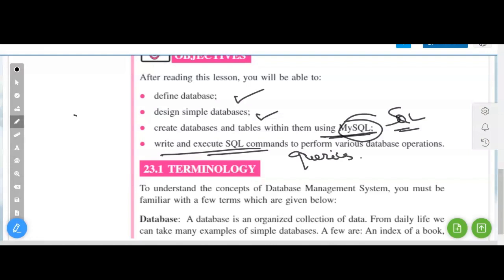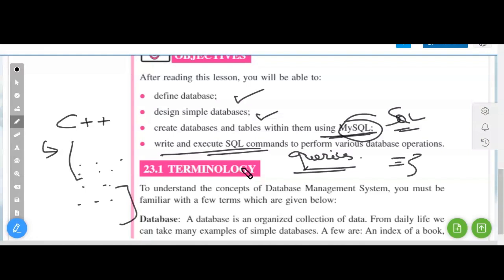Like in your C++ programs, you were writing some set of code, it was a program. In the same way, when you write some commands in the SQL language, we call them queries. They are not 10 lines of code, they are just 1 or 2 or 3 lines where you write a command and you get an output. It's completely different from the C++ language. It is nowhere similar, and these SQL statements are somewhat similar to the English language. So it will be much easier for you than learning code words, and it will be understandable.